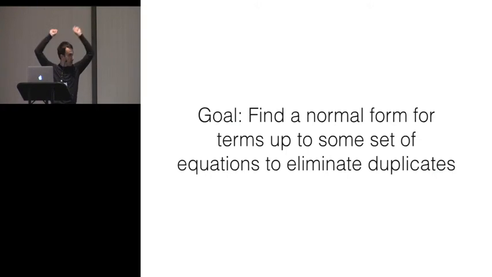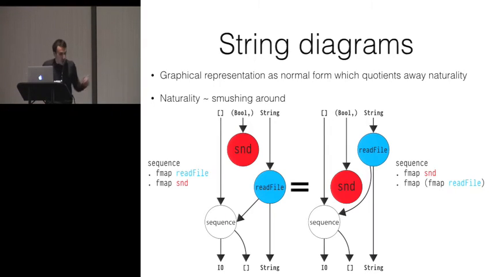So our goal: find a normal form for terms up to some set of equations that we have in mind, like on the last slide, for the purpose of eliminating duplicates from synthesis results. Because if we can have a normal form, we just compare things based on their normal form, and then we can get rid of duplicates. All right. So for naturality, there are things called string diagrams, and they're basically drawings of graphs. Essentially, they give us a representation which quotients away naturality and some other trivial equations that I won't even mention.